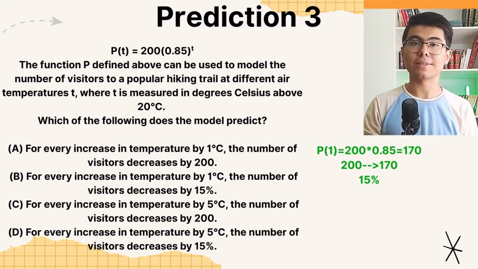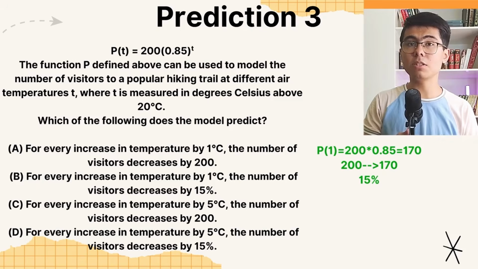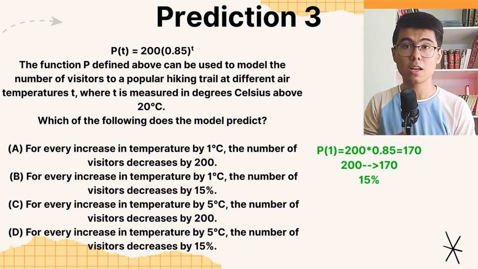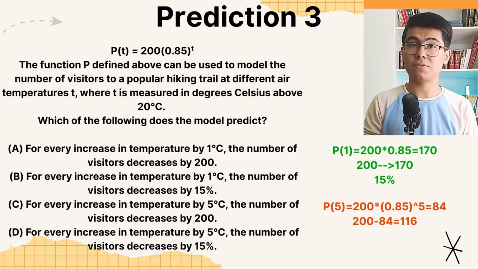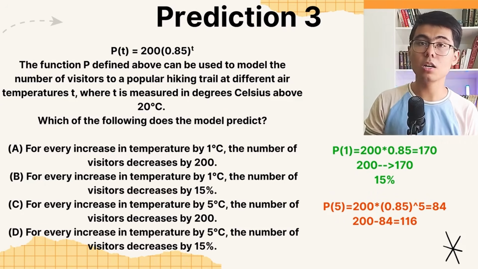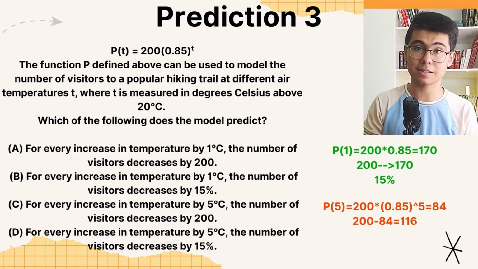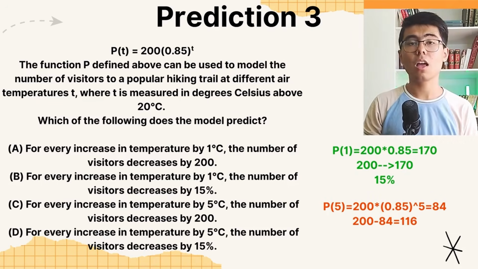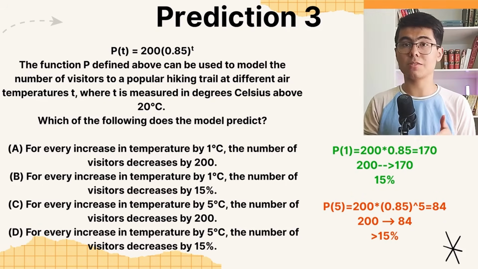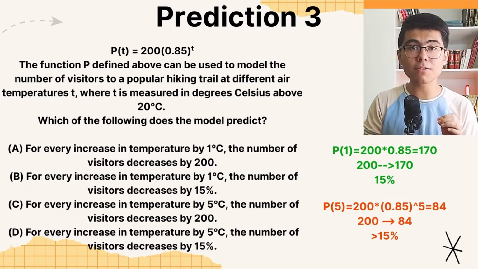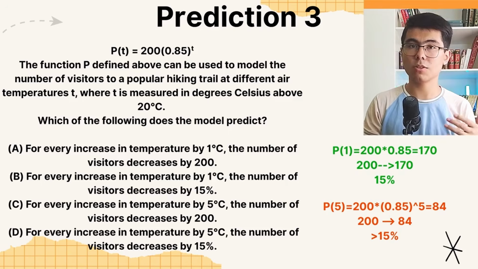So this looks correct. Option C says for every increase in temperature by 5 degrees, the number of visitors decreases by 200. P of 5 equals 200 multiplied by 0.85 to the power of 5, which kind of equals 84. So the decrease is 200 minus 84, which equals 116, not 200, so that's wrong. Option D says for every increase in temperature by 5 degrees, the number of visitors decreases by 15%, but P of 5 equals 200 multiplied by 0.85 to the power of 5, which sort of equals 84.